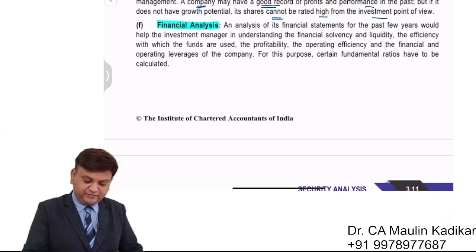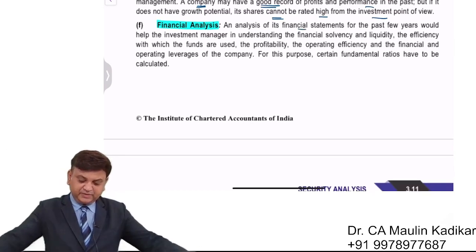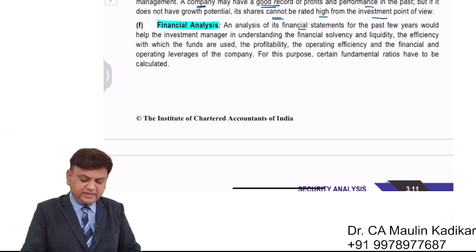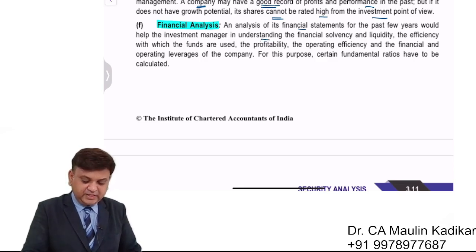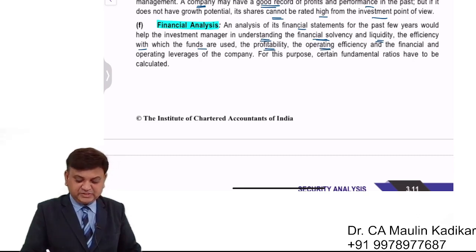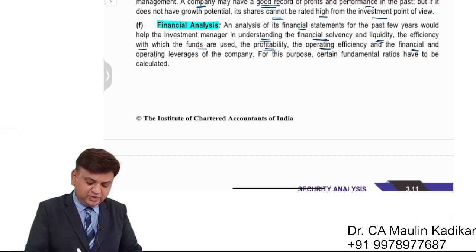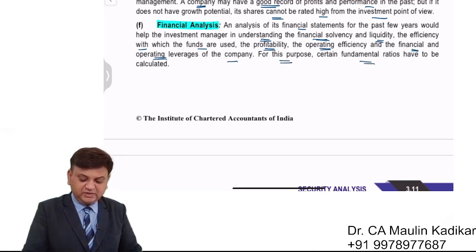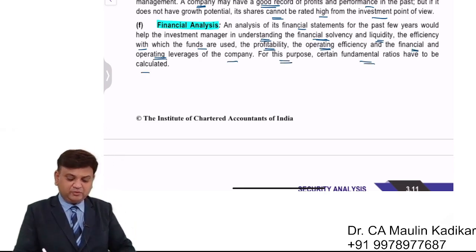An analysis of the financial statements for the past few years would help the investment manager in understanding the financial solvency and liquidity, the efficiency with which the funds are used, profitability and operating efficiency, and the financial and operating leverage of the company. For this purpose, certain fundamental ratios will have to be calculated.